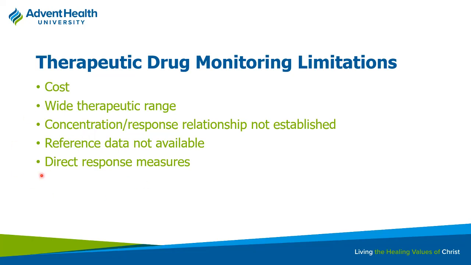And then obviously if there are direct response measures, then I don't need to check a level usually. You know, if I'm giving an antihypertensive and the blood pressure is in range, I don't need to worry about checking a level for that drug, right?